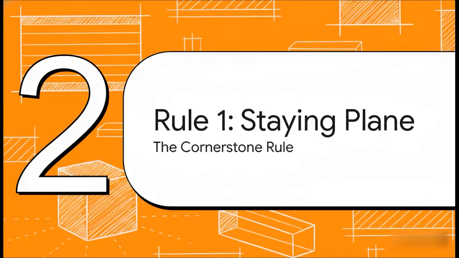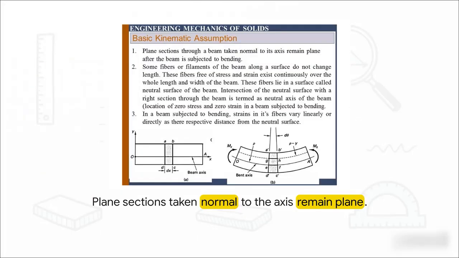Section 2, Assumption 1, staying plane. This first building block sounds super simple, but it's literally the cornerstone of everything that follows. Now, what's really interesting about this slide is the behavior of those vertical lines cutting through the beam. Before the bending happens, they're perfectly straight up and down. But after bending, even though the whole beam is curved into an arc, those cross-sectional planes pass right through the arc's center, perfectly straight. Sure, they rotate, but they do not warp, they don't bulge, and they don't distort.